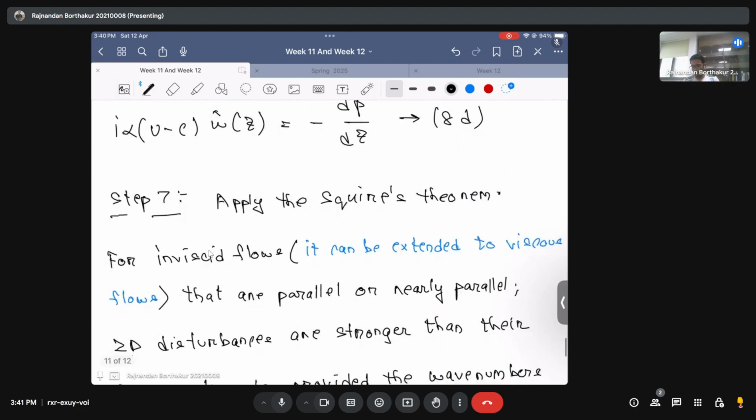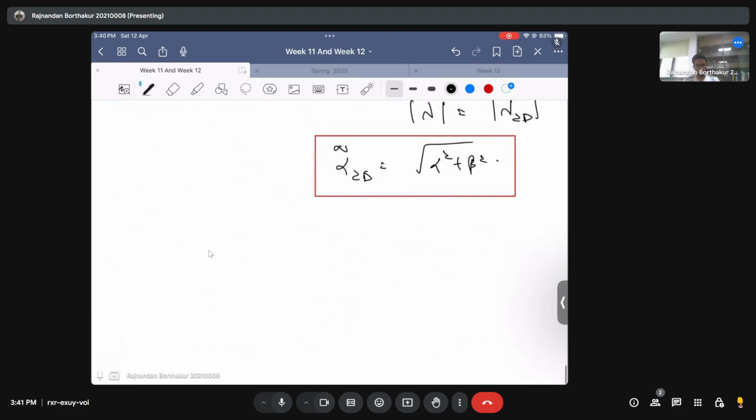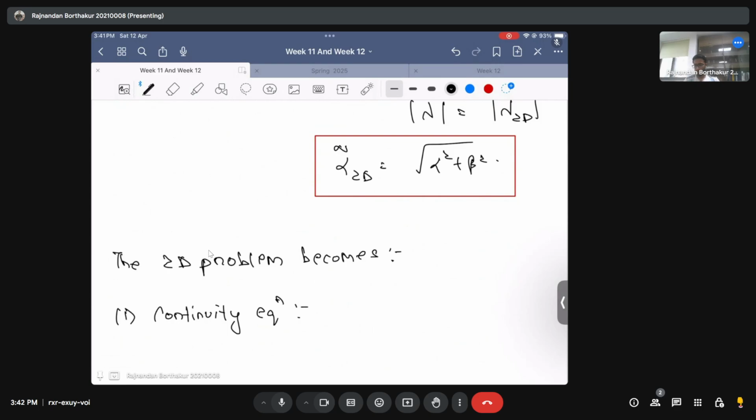All right, so I hope the Squire's theorem is clear. So now what we'll do is, instead of writing the entire 3D problem, we will change the 3D problem into just the 2D problem. So the 2D problem becomes, so what will we have? So we have the continuity equation. So what was the continuity equation?